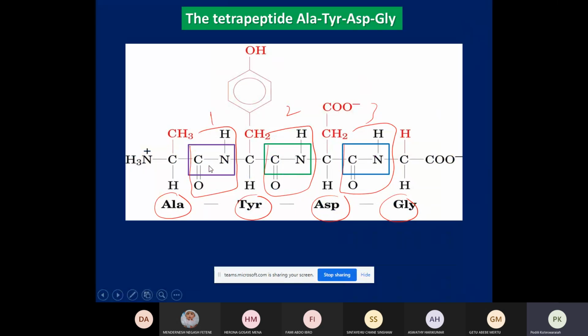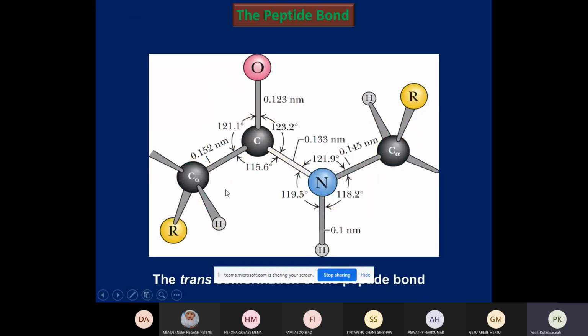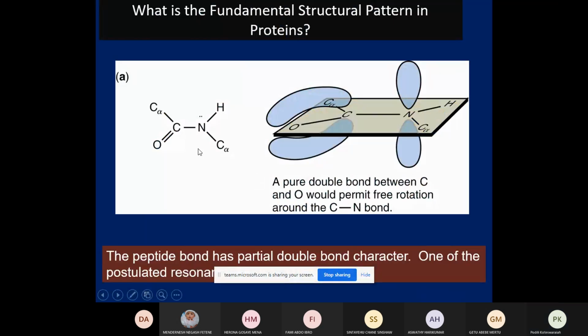What we are seeing here is that the peptide bond is neither a single bond nor a complete double bond. It has partial double bond character because of the resonance of the carbonyl pi electrons and the lone pair present on the amide nitrogen. This we will explain because of the resonance.